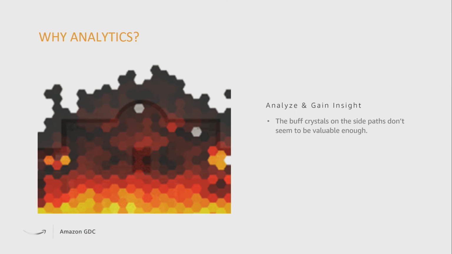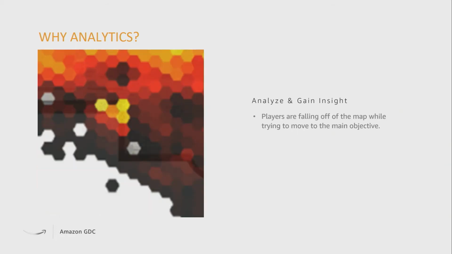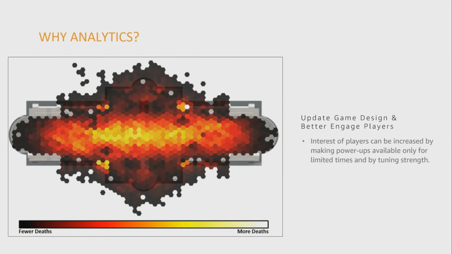So maybe they weren't powerful enough, or they didn't know about them. On the other side, down in that corner where there's a lot of hot spots, it turns out that players tend to fall off the map. They're trying to make a shortcut and jump over a gap, and that's causing a lot of deaths there unnecessarily. So using that information, we can update the game and better engage players.